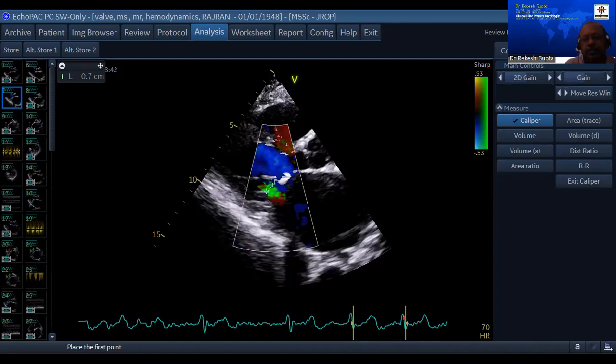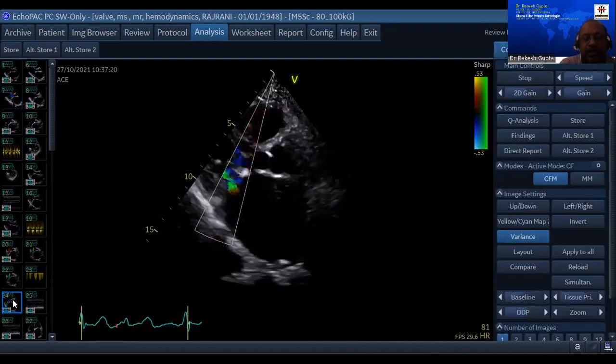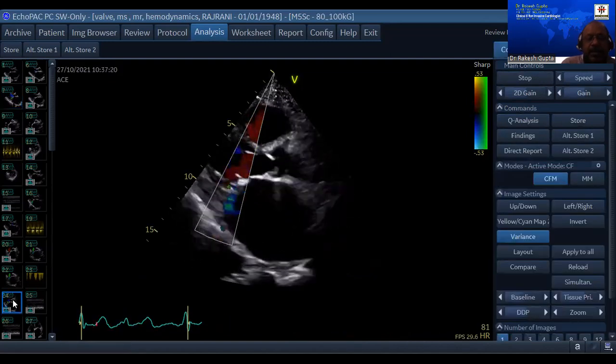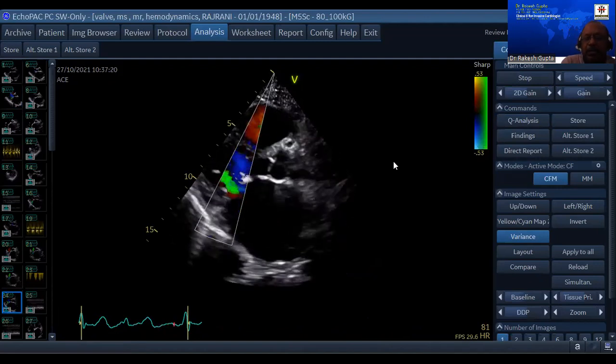0.7. Are we clear what I am trying to measure? Anybody who is not comfortable can come up, because this is the most important part of any evaluation. This patient has multiple ectopic activity also.